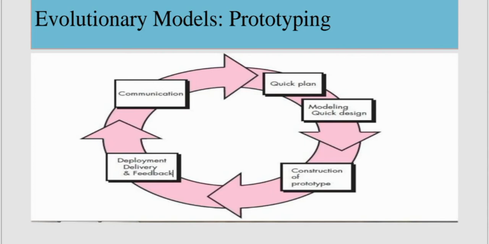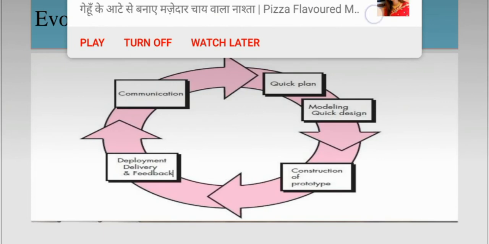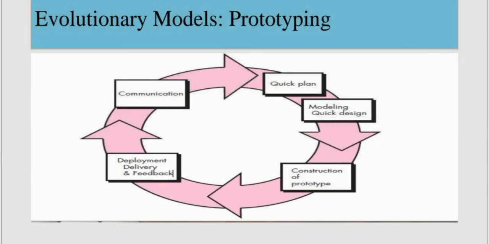Next is deploy software. Once the objective of the prototype is served, it is thrown and the software is developed using other process models. The main objective of the prototype is to understand the customer requirements properly and completely. As all the requirements are understood, the developers develop the software and deliver it to the customer with the expectation that the developed software meets all the requirements specified by the customer.